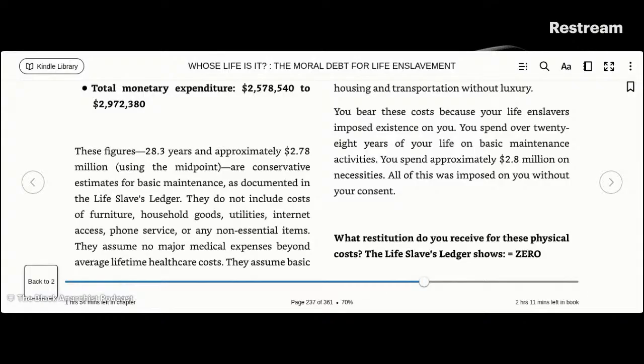You bear these costs because your life in slavery imposed existence on you. You spend over 28 years of your life on basic maintenance activities. You spend approximately 2.8 million on necessities. All of this was imposed on you without your consent. What restitution do you receive for these physical costs? The life slave's ledger shows zero.